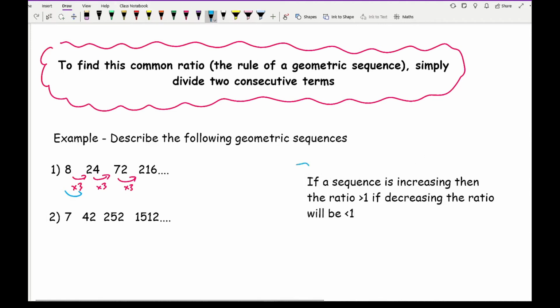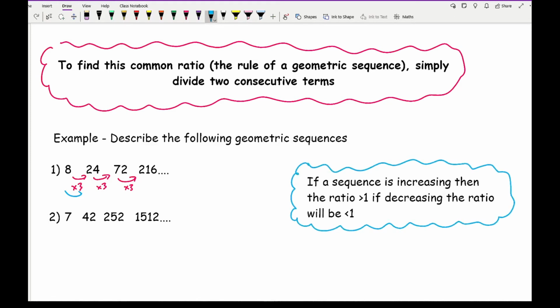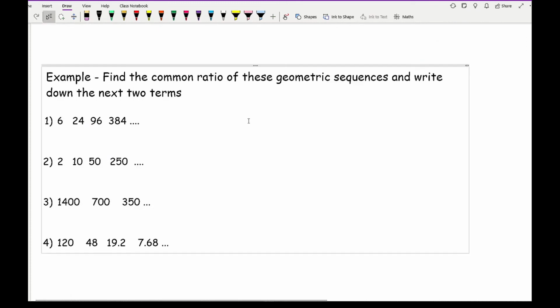And I always say that to do well in maths, it's about 65% knowledge, 35% common sense. So again, looking at number 2, if I want to find out what the common ratio is, I'm just going to pick two consecutive numbers. So let's just go for these two. I've got 42 divided by 7, which is 6. And again, to get from one term to the next, all I need to do is multiply by 6. So let's have a look at some example questions.